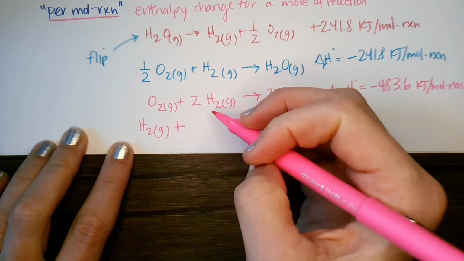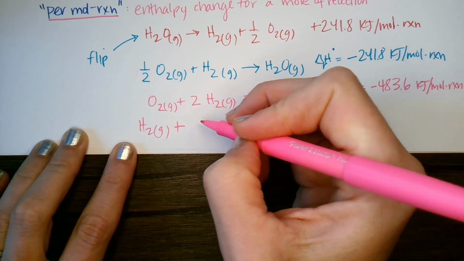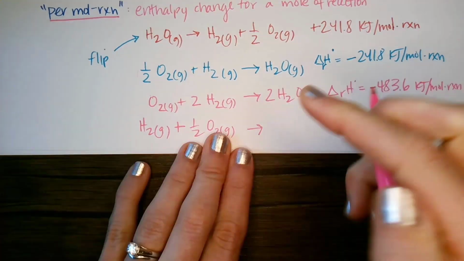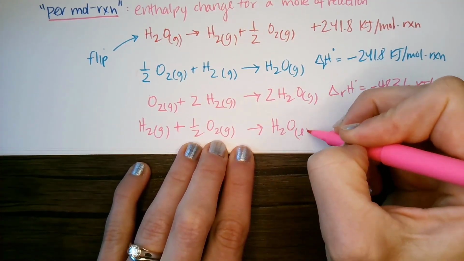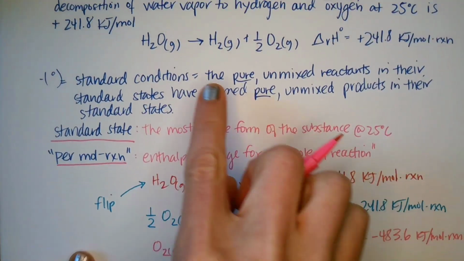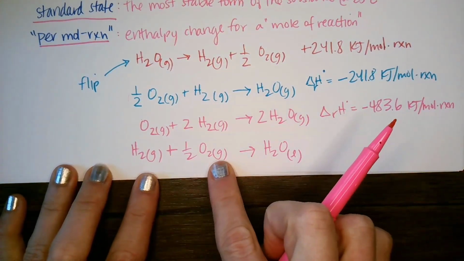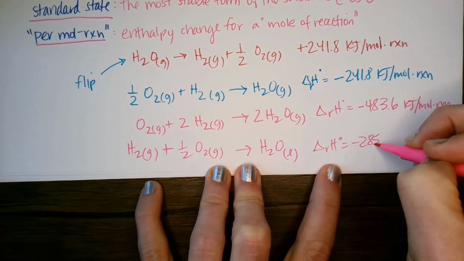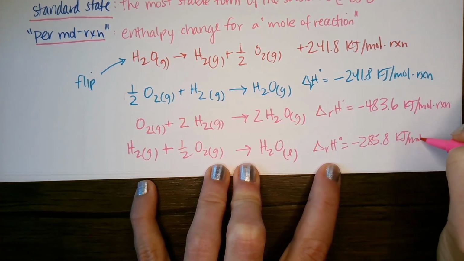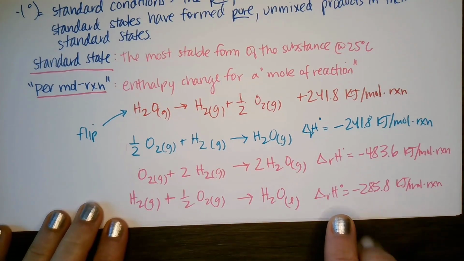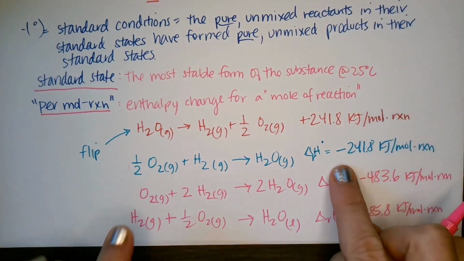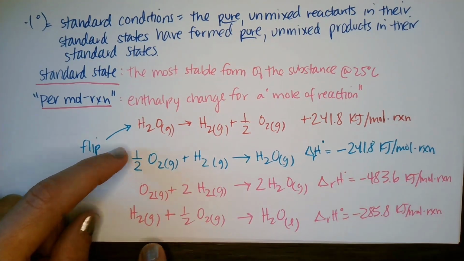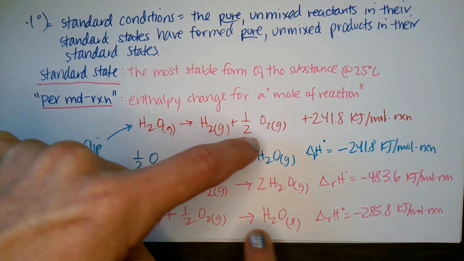Because for example, if we had hydrogen gas plus half of oxygen gas, and they create liquid water. Gas, but it was creating water vapor. My delta H in this case is negative 285.8 kilojoules per mole for the reaction. And so if you look at that, it is greater than this one, right?